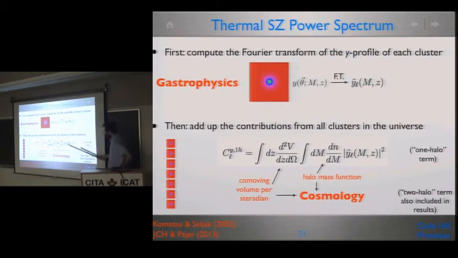All right, so this is the so-called one halo term. Then there's also a two halo term, which comes from the clustering of clusters, but that's highly subdominant, but it is computed in all the results that I'll show.